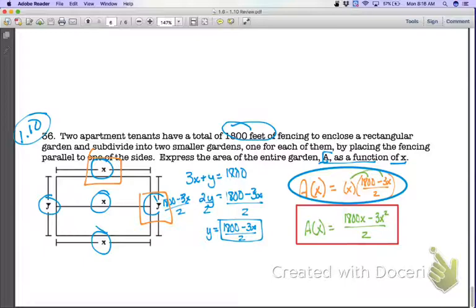So the biggest thing is making sure that if you need to know what it's a function of, what we want to write it in terms of, since it's A of X, I want to have all X's on that other side. So it's really just rewriting Y, or my other side, whatever that is, as a value of X.